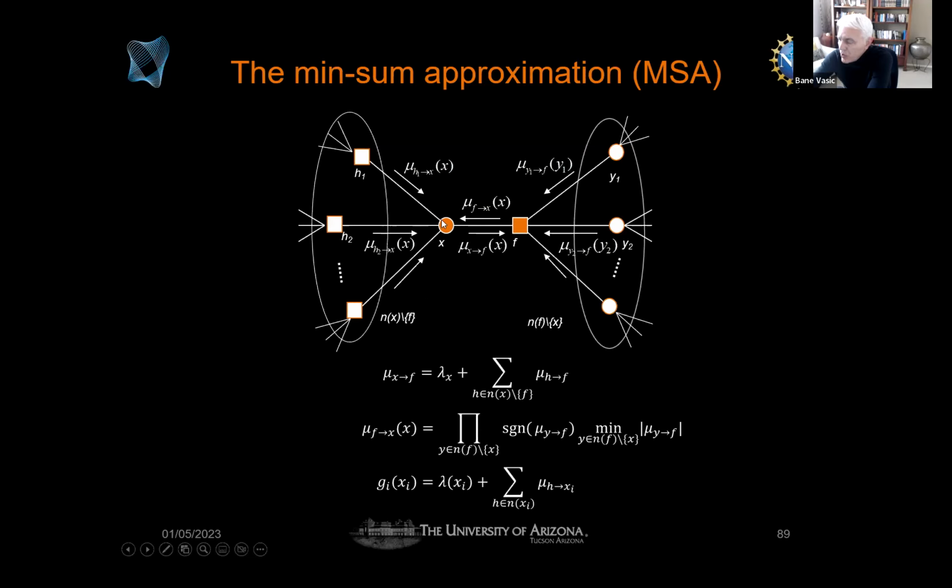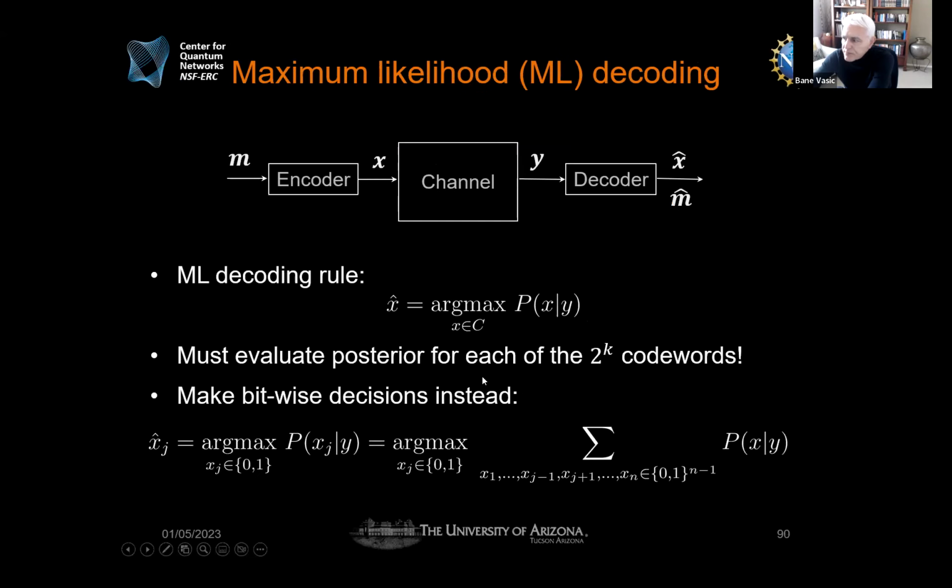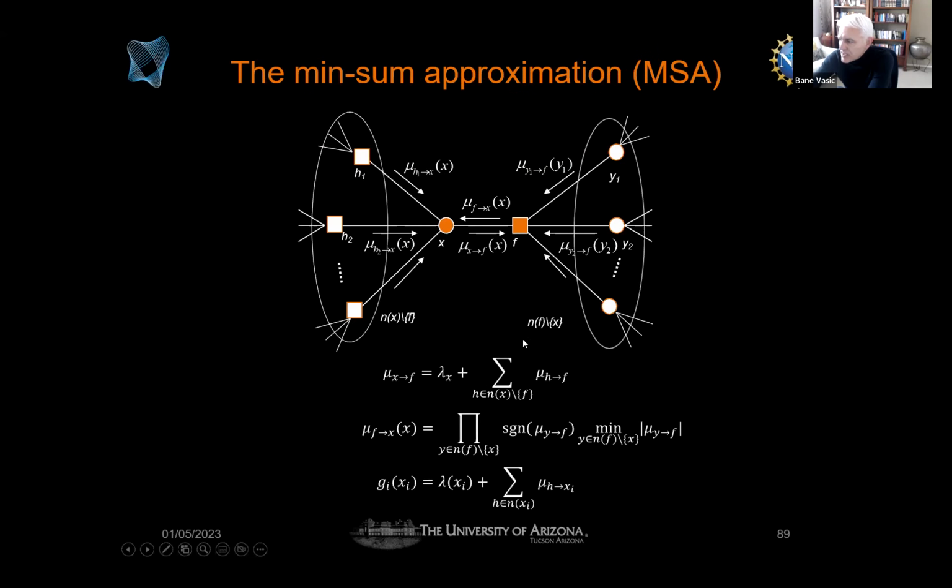So what you can do is construct a very simple rule where every variable node sends a sum of these beliefs to a check node. So it sums its beliefs plus its a priori belief, lambda, which is the a priori belief of the variable node, and this is the sum of incoming beliefs. Now the check node.